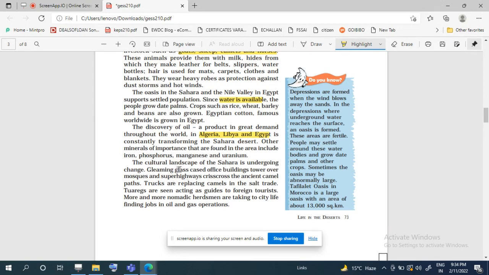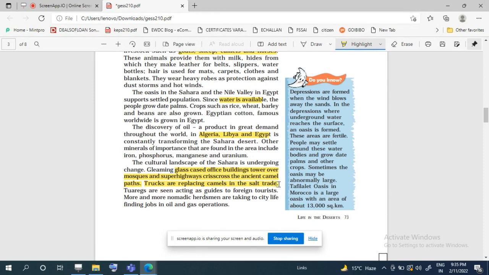पहले जहाँ पर सिर्फ कैमल्स चला करते थे, अब वहाँ पर सुपर हाईवेज हो गए हैं जो कि क्रिस क्रॉस करते हैं एक दूसरे को. And in this way the camel paths have now been replaced. And trucks are replacing camels in the salt trade; it is done by trucks, not by camels. So these are the changes which are happening in this Sahara.